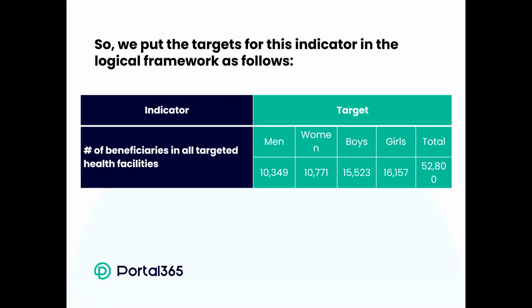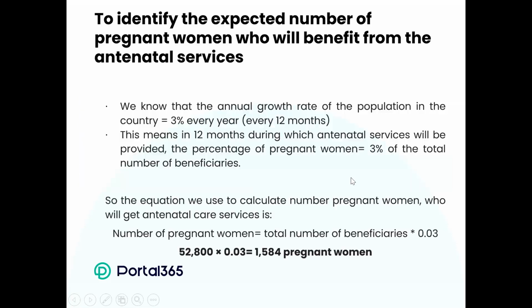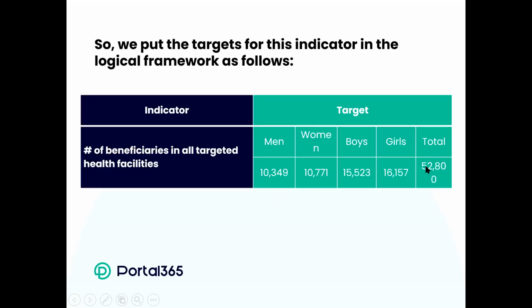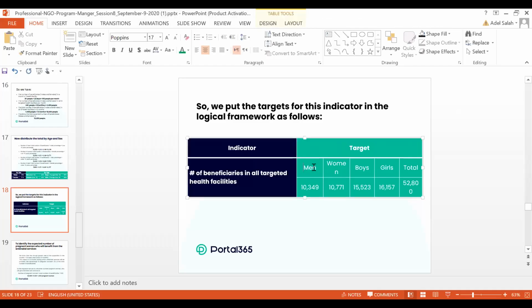This is a really nice example. It has many stages and many calculations, but I hope it was clear. I would also give you another example, for example, when we are trying to identify the expected number of pregnant women. So if we go back to this number, I will try to decrease the size of the font, so we have good figures.